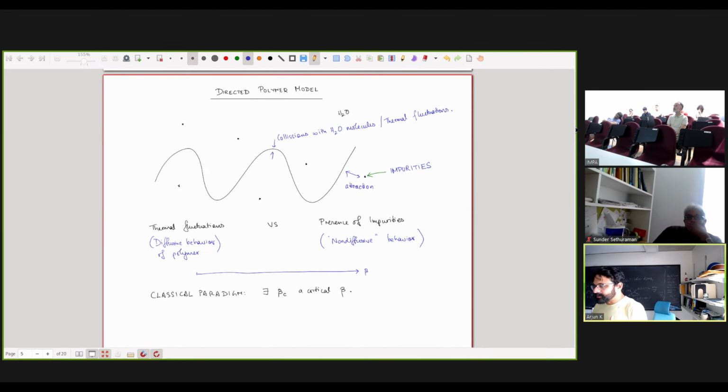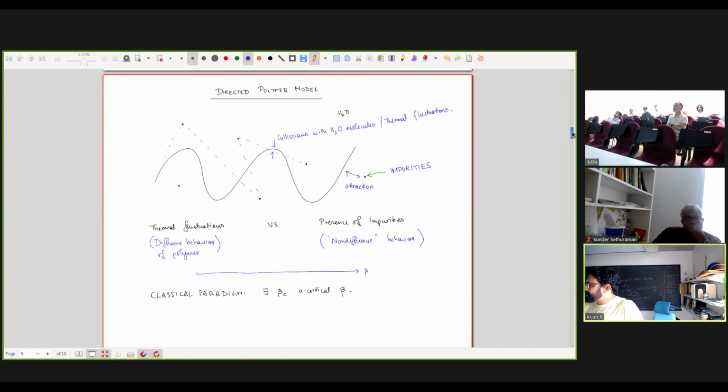So if impurities were not present, then we would expect this diffusive behavior of the polymer because it's just experiencing collisions with the medium, and so it should look something like a random walk. And if the presence of impurities really influences the shape of the polymer, then it's going to look non-diffusive because it's going to want to go collect as many impurities as possible. It'll do something weird, and that does not look like a Brownian motion.